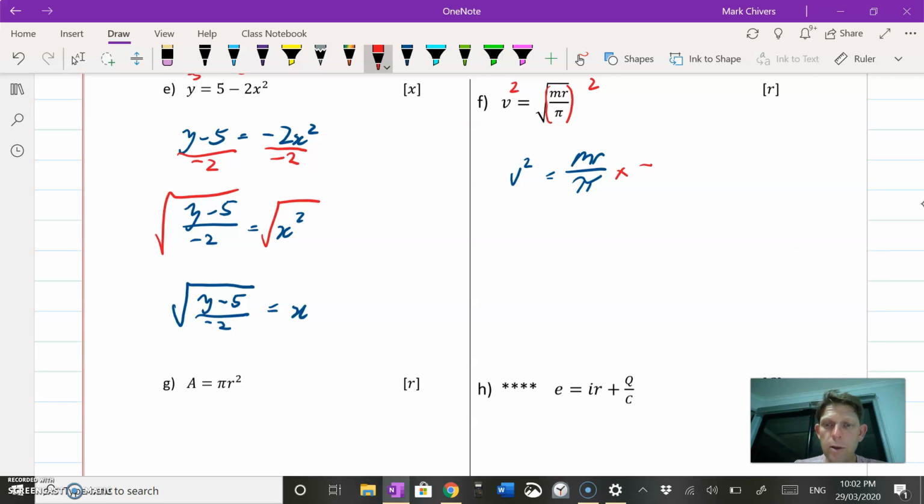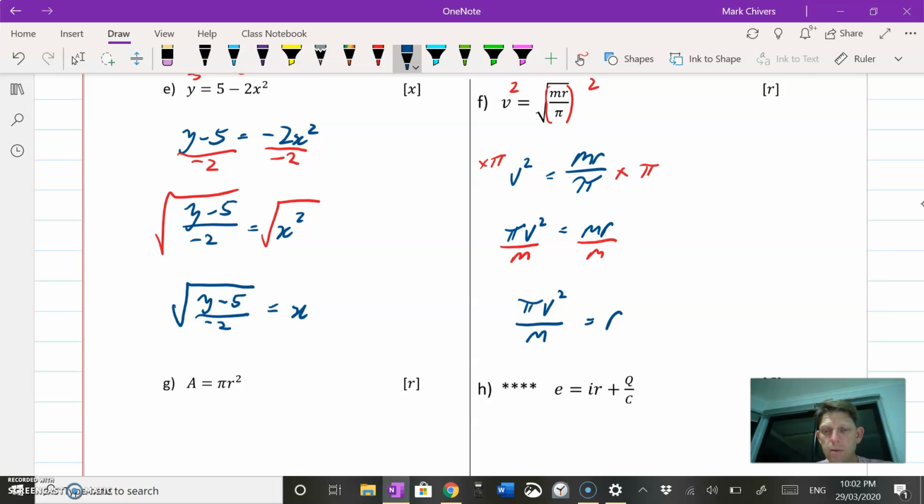I can multiply both sides by pi, because pi is dividing r, which is what we're interested in, but I've also got to obviously multiply both sides by pi. So I'm going to write this as pi v squared equals mr, and then obviously the next thing I need to do is get rid of that m. So I'm going to divide both sides by m because it's being multiplied by r at the moment, and I'm going to end up with pi v squared on m equals r, and I've got r as the subject of that equation.